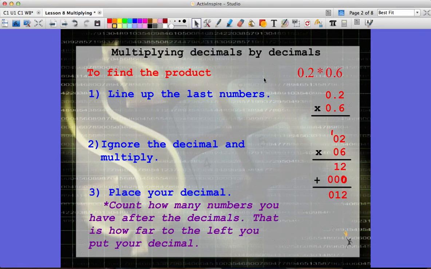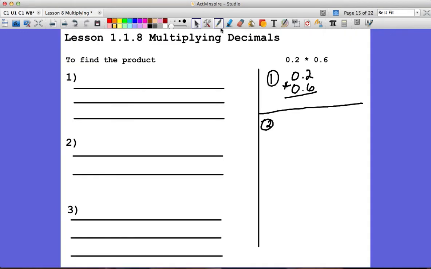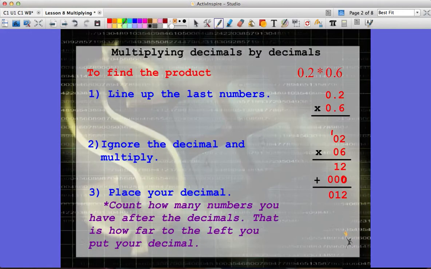Right, so this step I should see written down over here like this. So it should be a new, okay, again, ignore the decimals. Okay, 0, 0, 0, 1, 2, and then step 3. Okay, step 3, place your decimal.